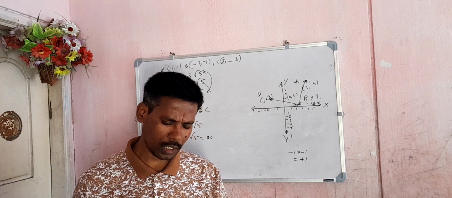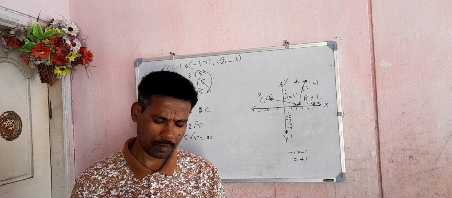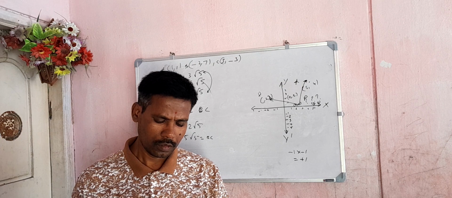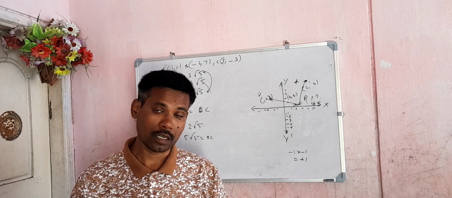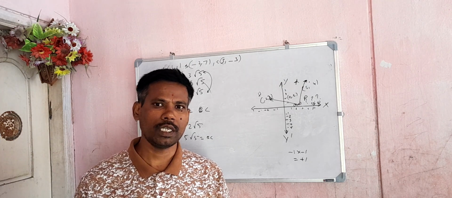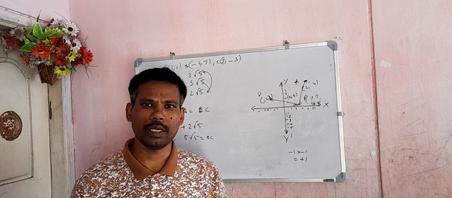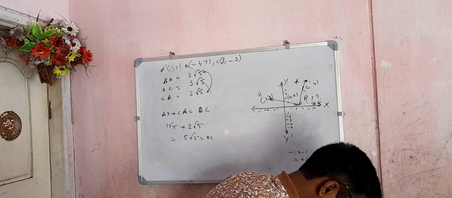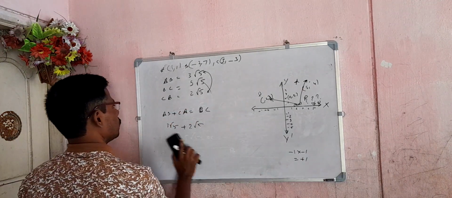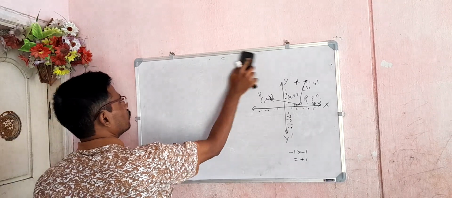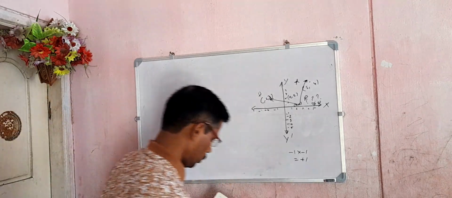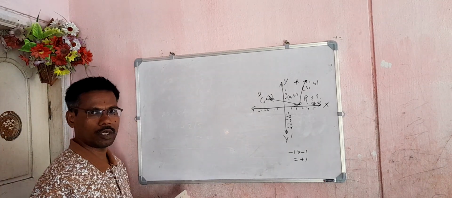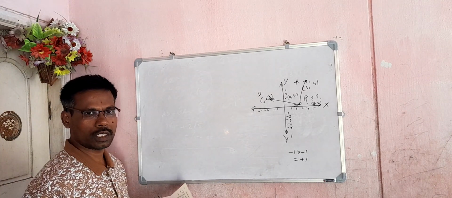Prove that the points 1, minus 3, 13, 9, 10, 12 and minus 2, 0 taken in the order form a rectangle. Find the area of this rectangle. Area of the rectangle is length into breadth. With this today we will be completing distance formula. We will be moving to the next section.